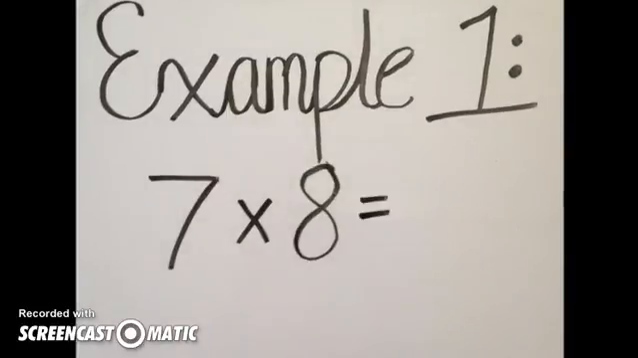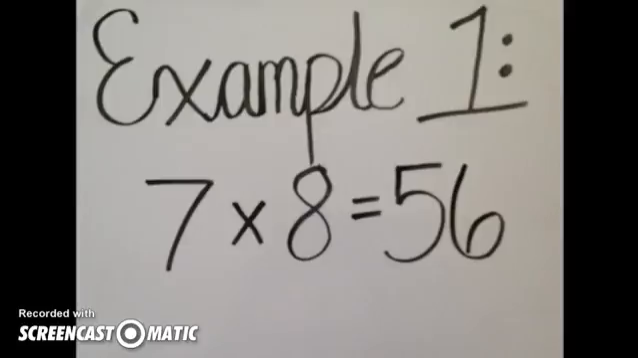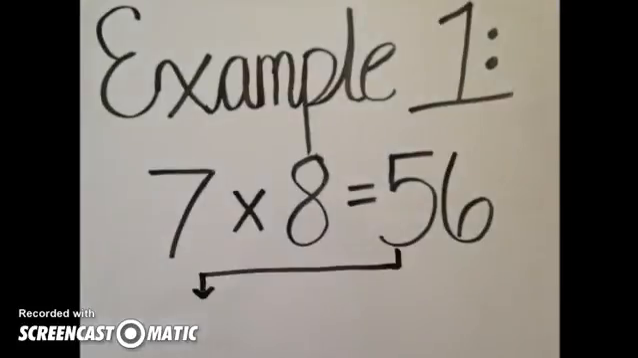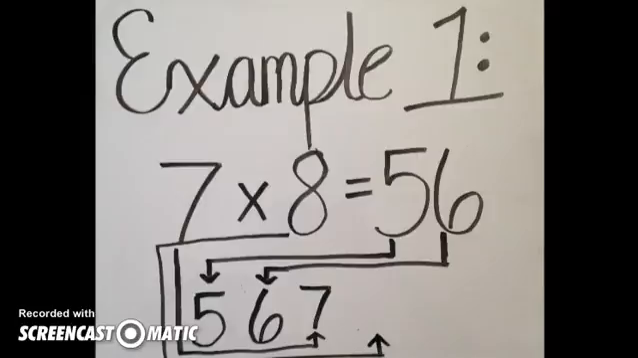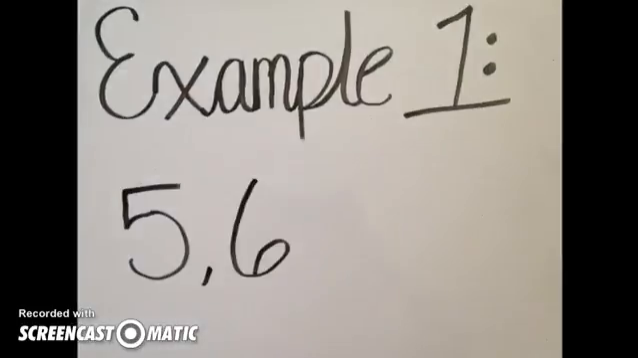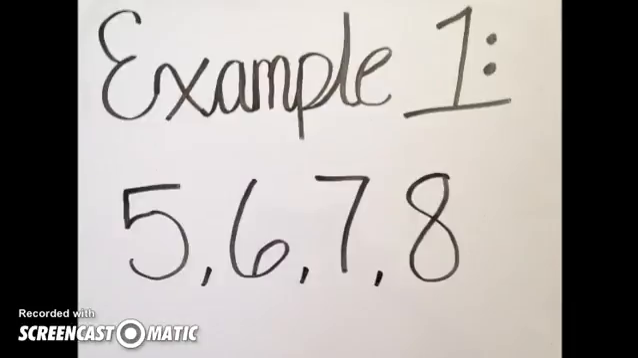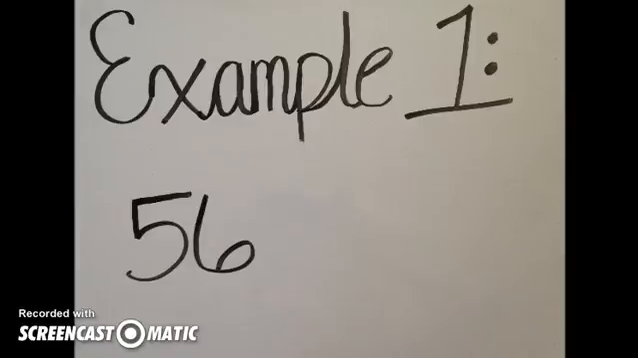Notice, when you take 7 times 8, it equals 56. If you look closely, the numbers go in order. They go 5, 6, 7, 8. It is easier when you rearrange the problem by doing this.